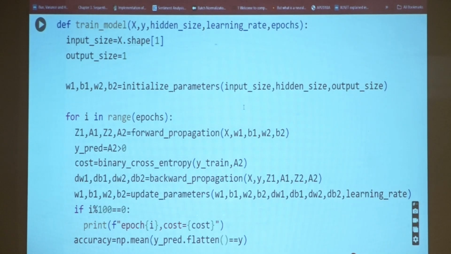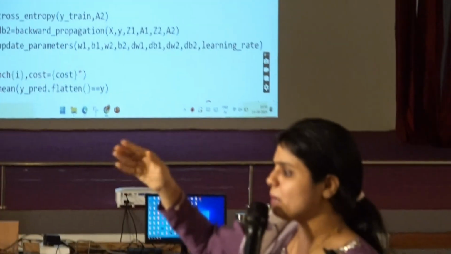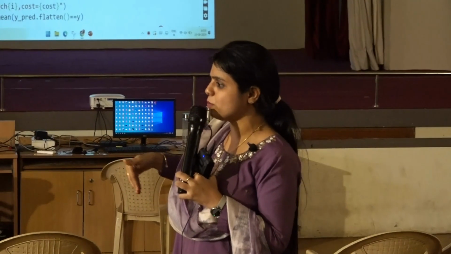Why am I dividing by 100? Because I don't want every epoch to be printed. You can skip this step; for ease of understanding we have done that. When I divide that by 100, only 10 epochs would be printed, once after every 100 epochs. Clear? Yes or no?